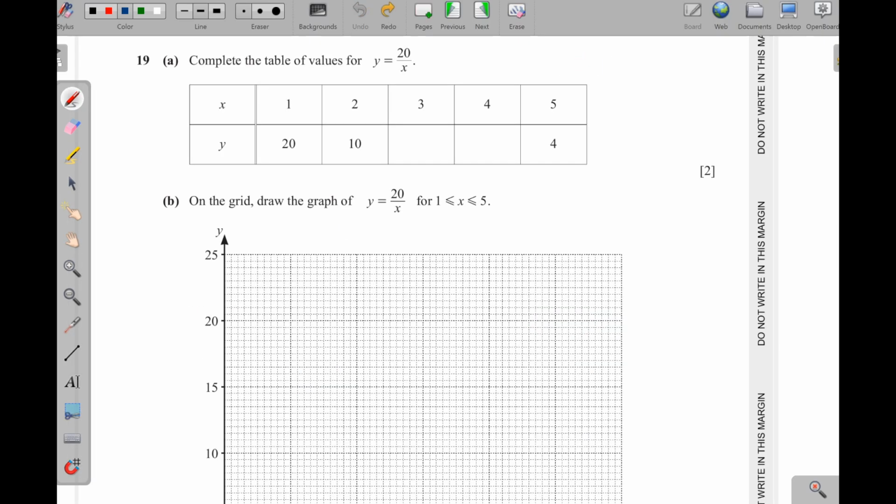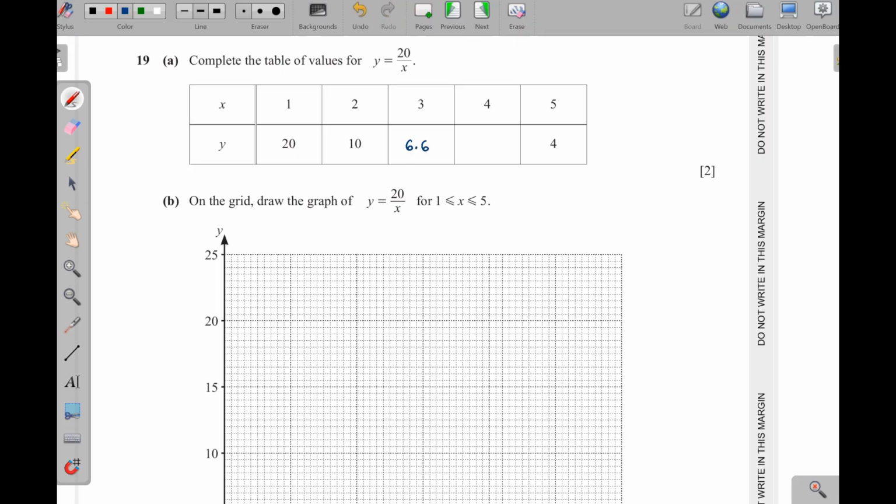Question 19 is coming from graphs. Part A, complete the table of values for this reciprocal graph. So y is equal to 20 over x. Wherever there is x, I put these values. So, of course, 20 divided by 3. This one is a recurring decimal, so it is going to be 6.6 recurring.